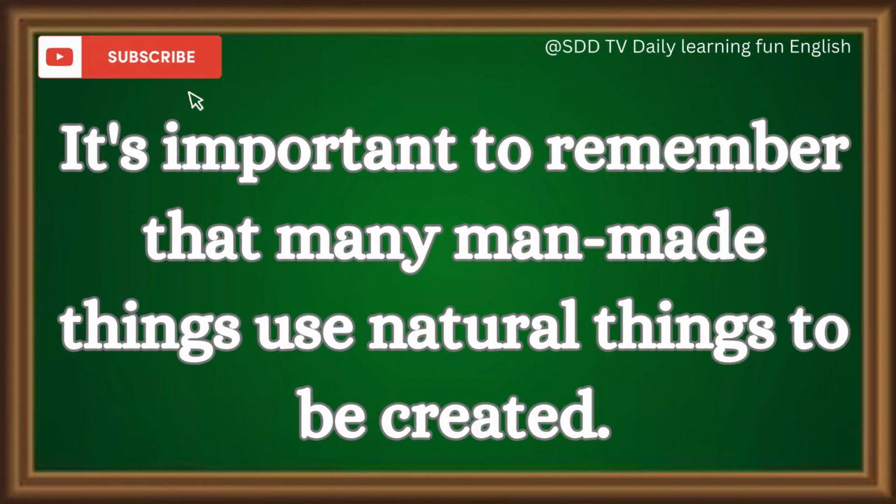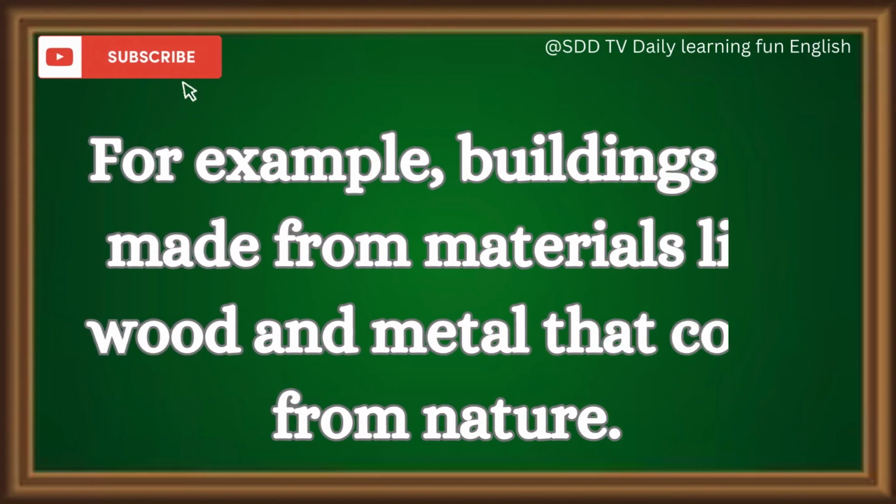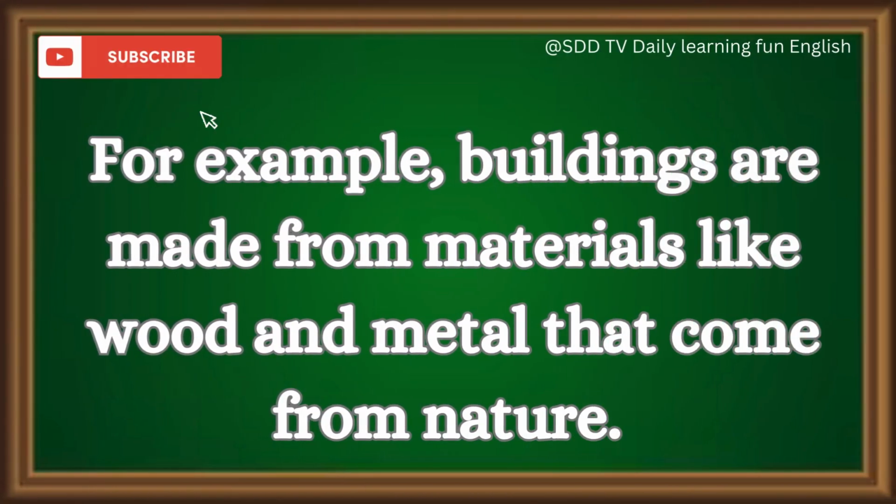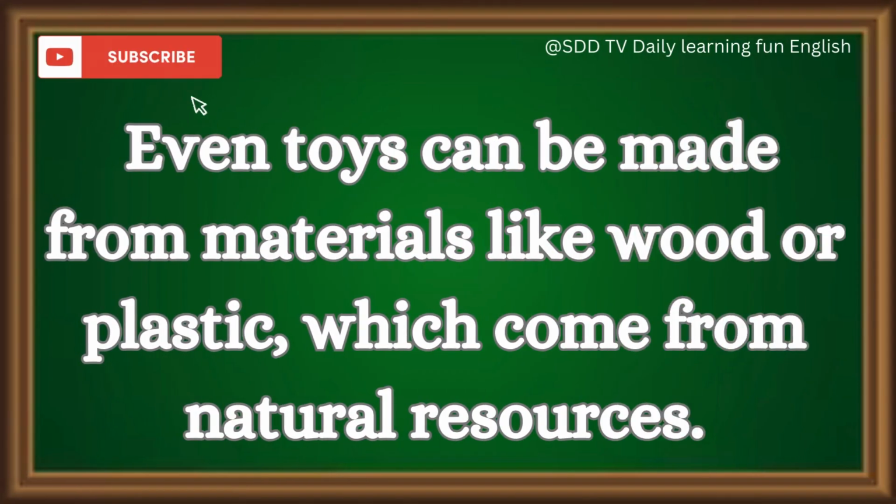It's important to remember that many man-made things use natural things to be created. For example, buildings are made from materials like wood and metals that come from nature. Even toys can be made from materials like wood or plastic, which come from natural resources.